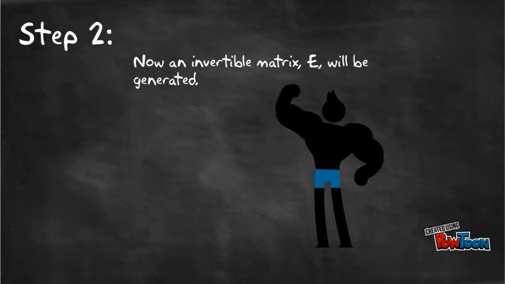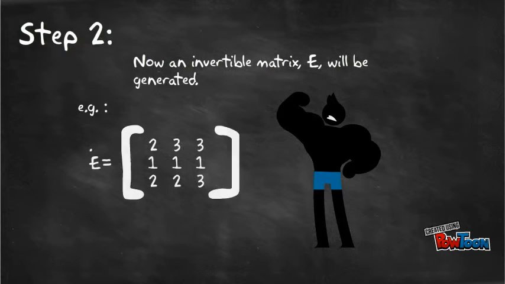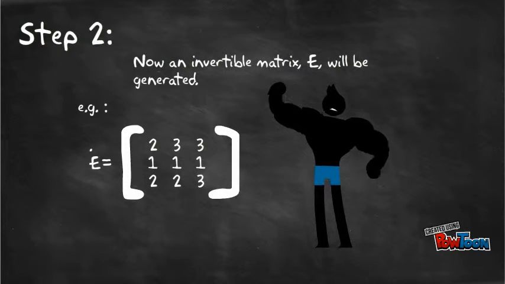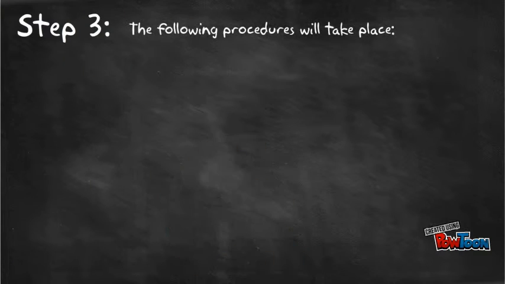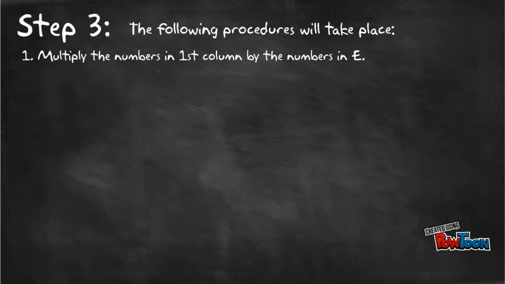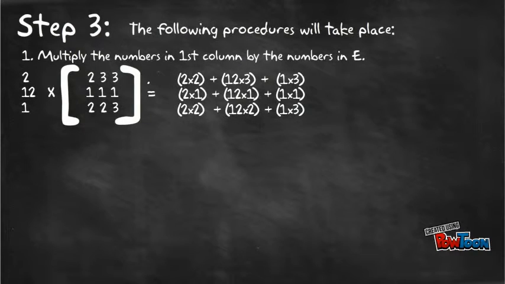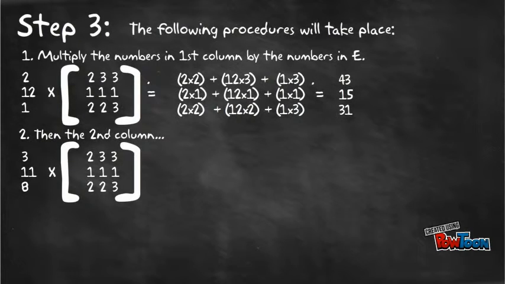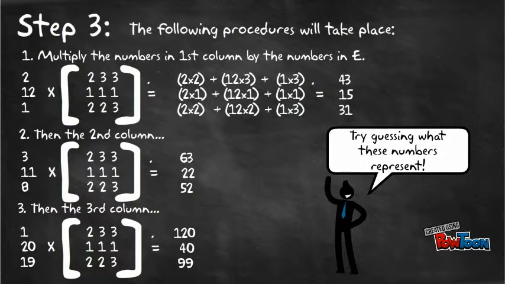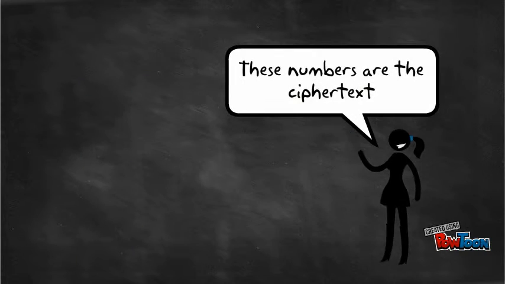Next, an invertible matrix E will now be generated. This E will be randomly generated by the computer. The following procedures will then take place. Multiply the numbers in the first column by the numbers in E, and you will get the respective values. These respective values will then be grouped into groups of 3. So now we have the ciphertext.